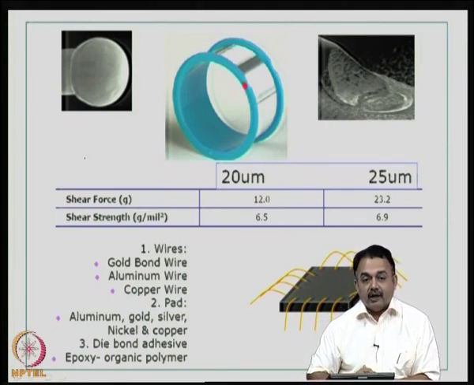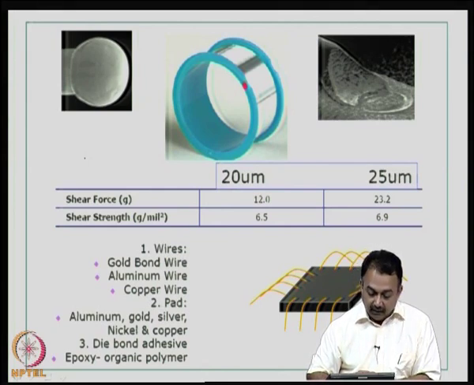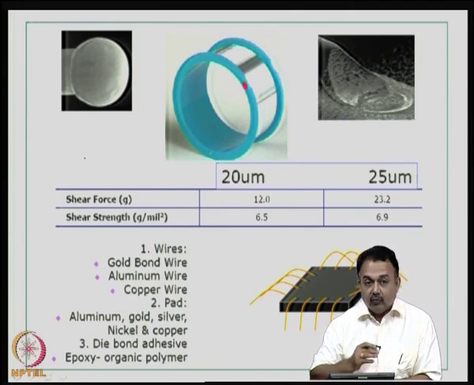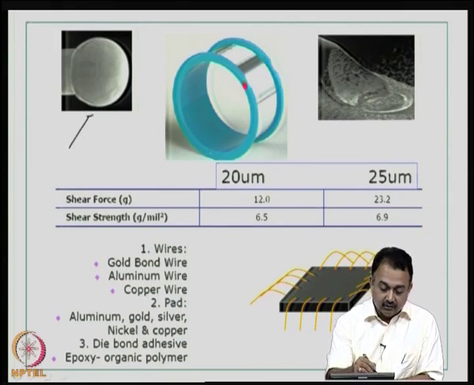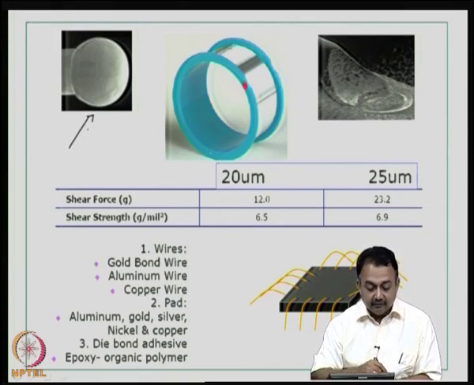So, the wires for wire bonding can be gold, it can be aluminum or copper. The pad that is required for the wires to form the attachment can be made out of aluminum, gold, silver, nickel and copper. Die bond adhesive is used to bond the die to the substrate, and that adhesive is basically an epoxy organic polymer. So, this picture shows you a micrograph of a ball that is created.